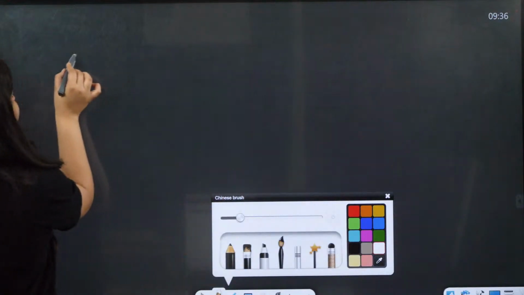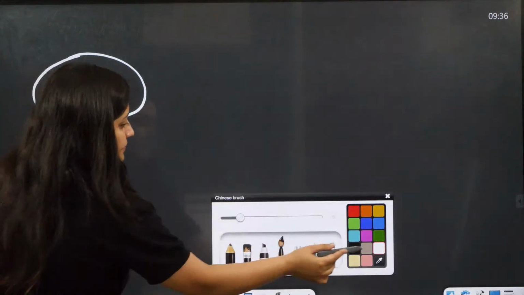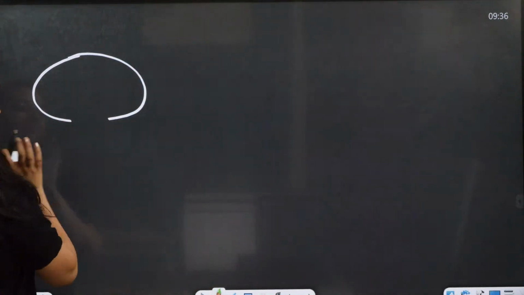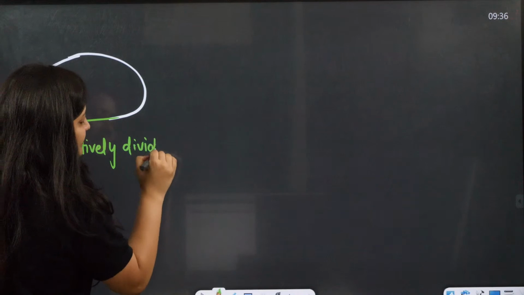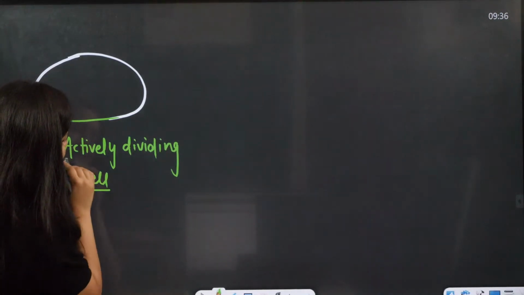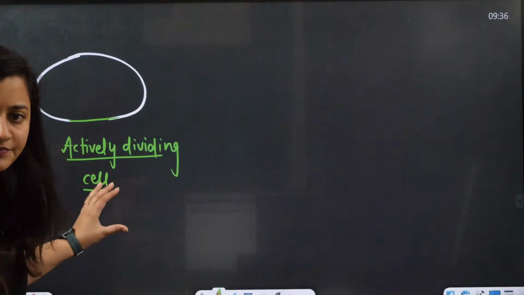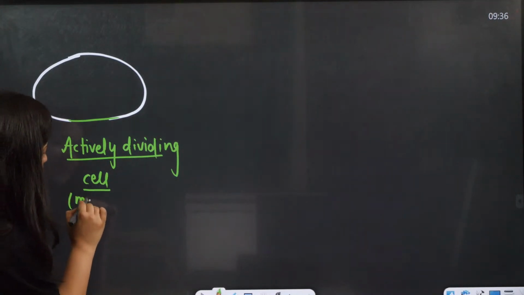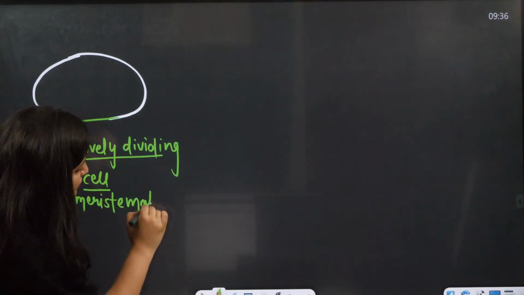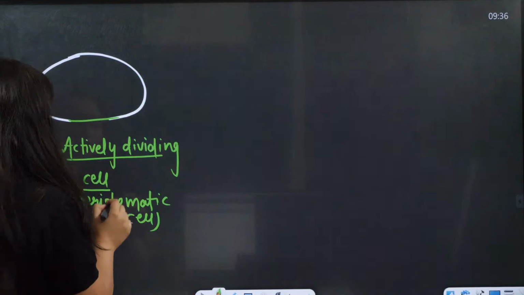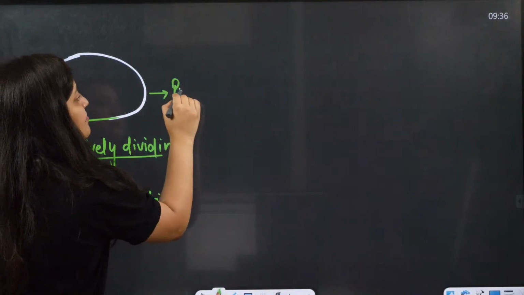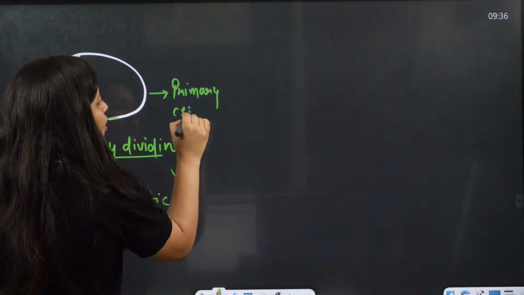Now, when it is a primary cell wall, when you talk about actively dividing cells, can you quote any example of an actively dividing cell in plants? Very easy, do you remember? Actively dividing cells, like meristematic cells. They are small in size, and because they want growth, in such cells you will only find the primary cell wall.